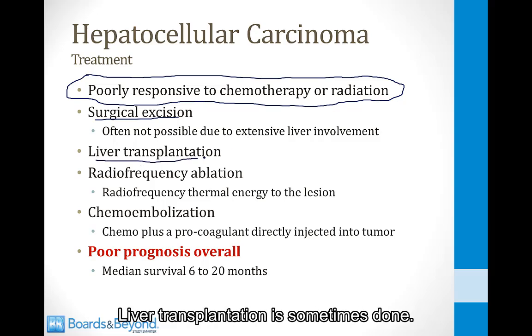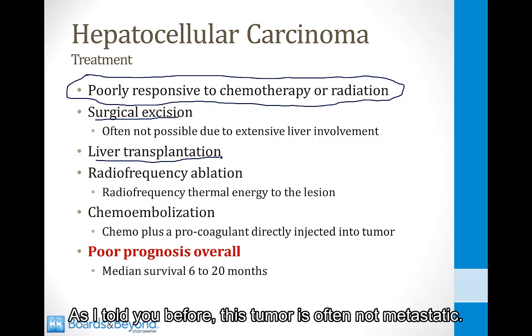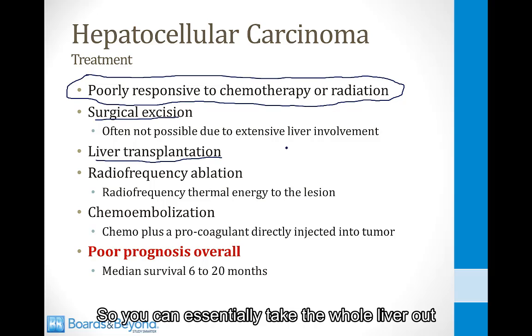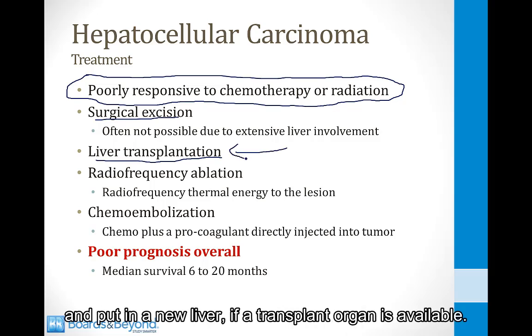Liver transplantation is sometimes done. As I told you before, this tumor is often not metastatic. That means it's contained in the liver, so you can essentially take the whole liver out and put in a new liver if a transplant organ is available.